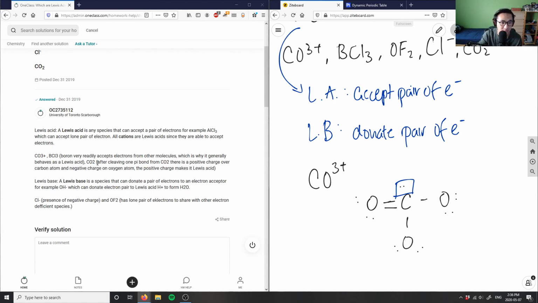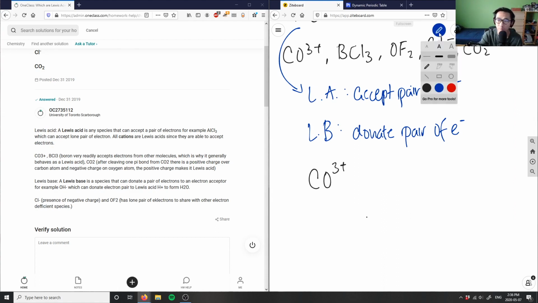So here it says CO2, after cleaving one pi bond from CO2, there is a negative charge over the carbon atom, which makes it a Lewis acid, right? So if I were to deprotonate, in the sense that I were to remove one of these pairs of electrons, it's going to be ready to accept a pair of electrons. So CO3+ is a good Lewis acid, and same with BCl3, which they wrote here, right?